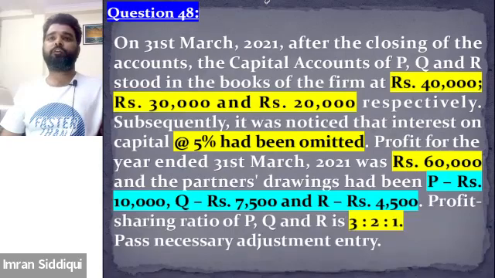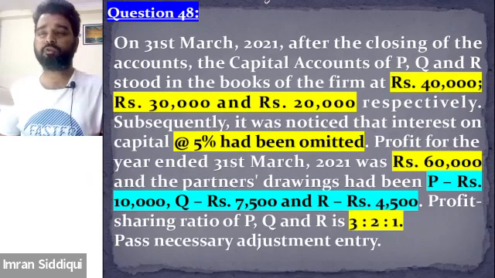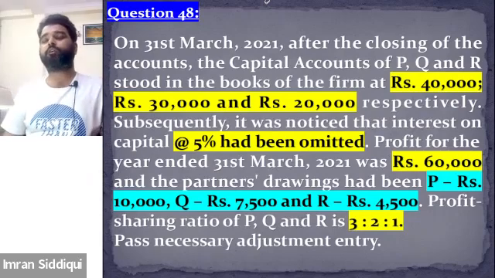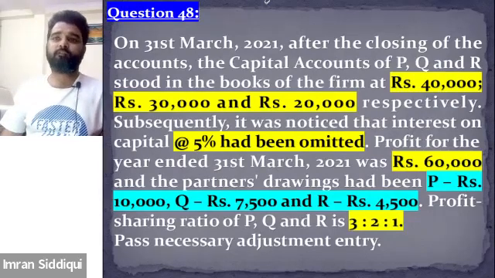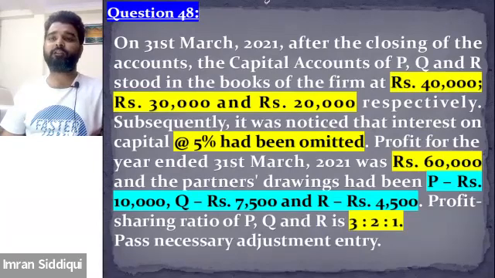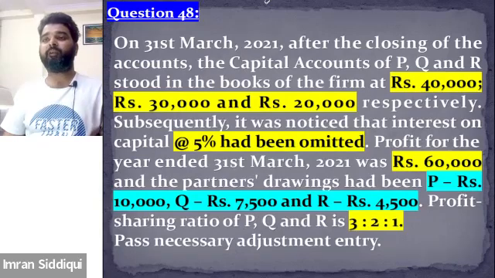Question number 48. On 31st of March 2021, after the closing of the accounts, the capital accounts of P, Q and R stood in the books of the firm at rupees 40,000, 30,000, 20,000 respectively. Subsequently, it was noticed that the interest on capital at 5% had been omitted. We completely forgot to credit interest in the partners' capital accounts at 5%.